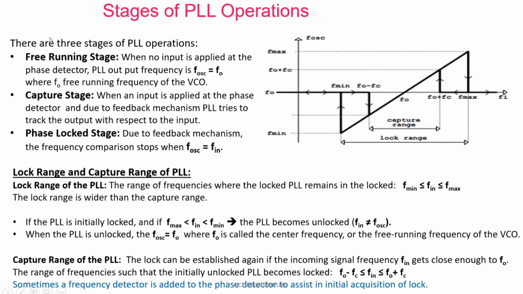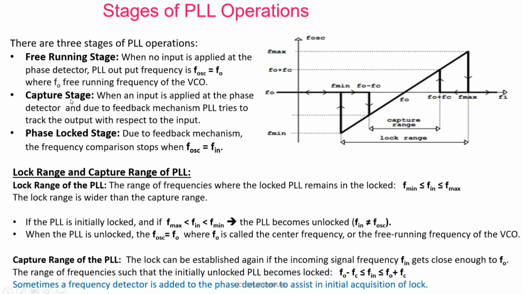So there are three stages of PLL operation. Free running stage. What is the free running stage? When no input is applied to the phase detector, the PLL output frequency FOSC is equal to F0, where F0 is the free running frequency of the VCO. So here you have V0, this is my input signal and this is my output signal FOSC.